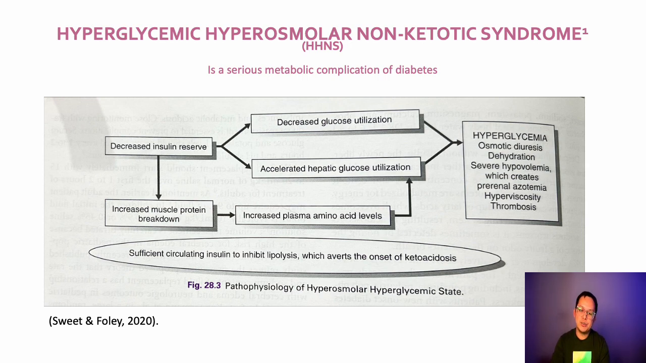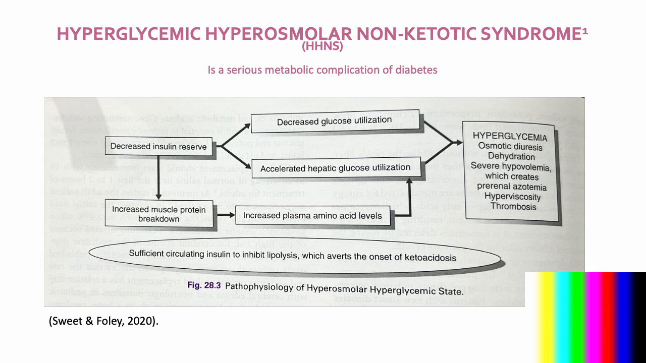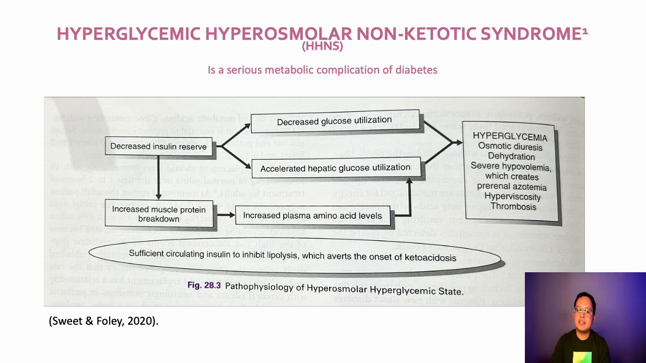Usually seen in patients with type 2 DM. In type 2 DM, the problem is relative insulin deficiency. So type 2 has a little insulin. Type 1, there is no insulin at all. So this one has a little insulin, and the cells are able to use some glucose. However, there is not enough available for cellular metabolism because of the insulin deficiency, so hyperglycemia develops.